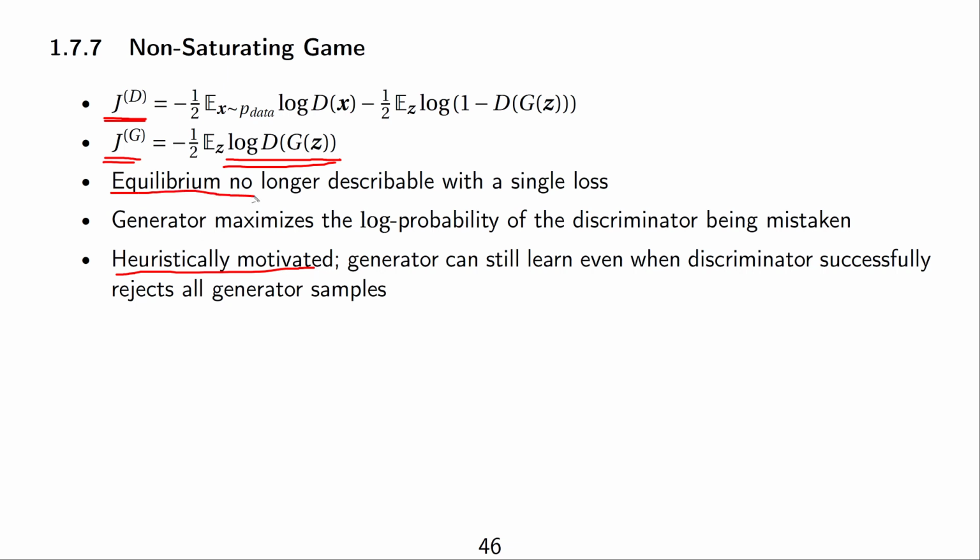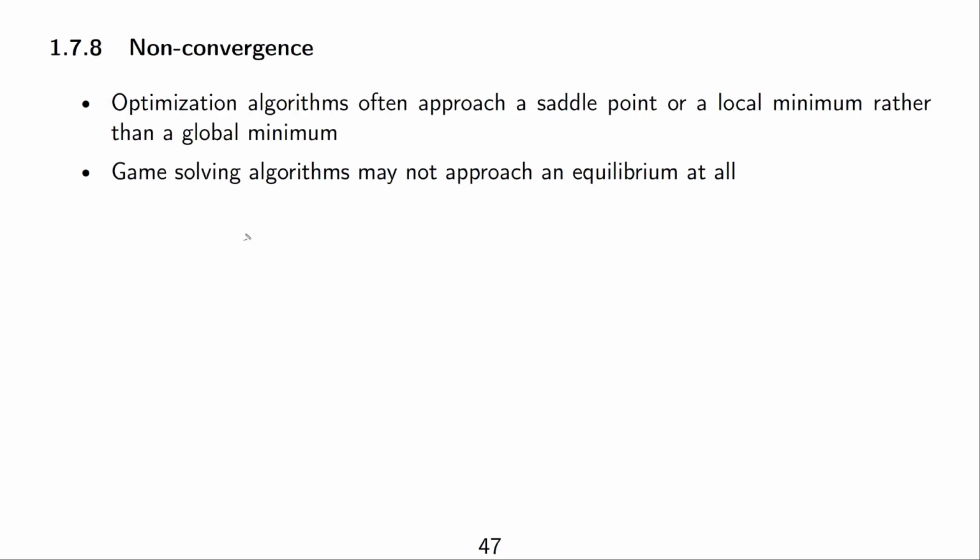So now also, of course, the equilibrium is no longer describable with a single loss. And what we see here is the generator maximizes the log probability of the discriminator being mistaken. So there's some issue of non-convergence, and a lot of effort is being invested in getting GANs to converge. Optimization algorithms often approach a saddle point or a local minimum.